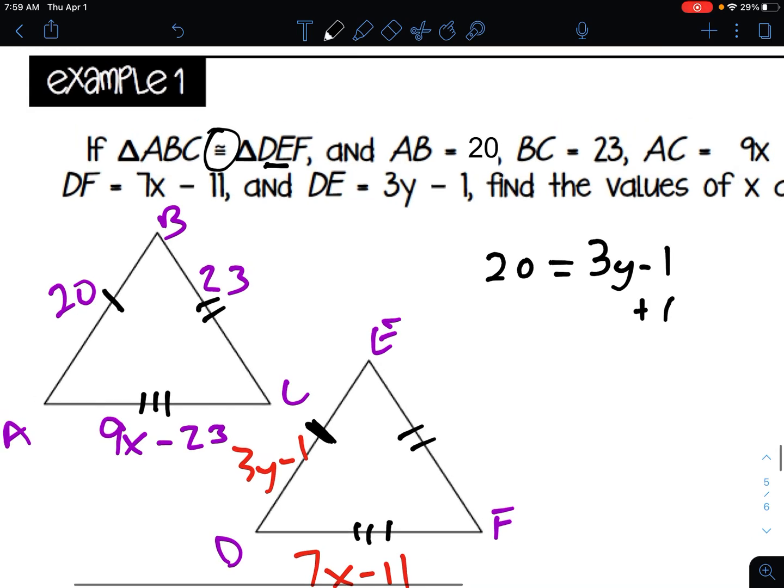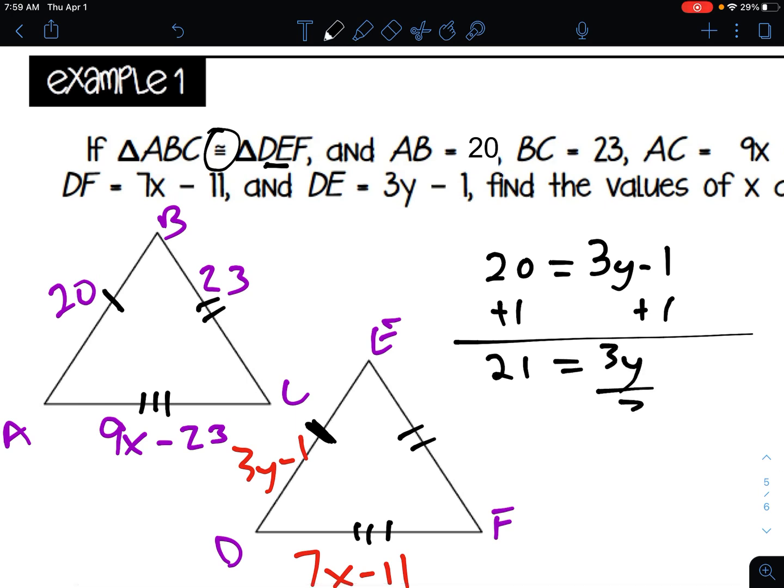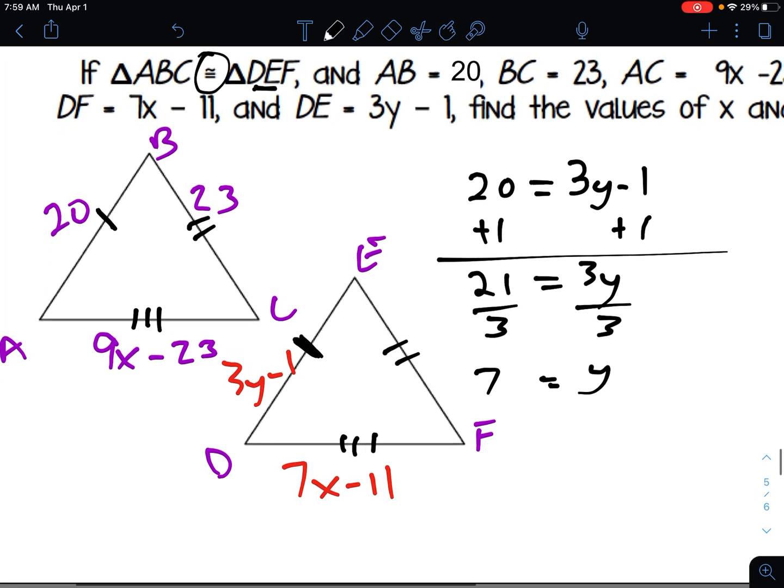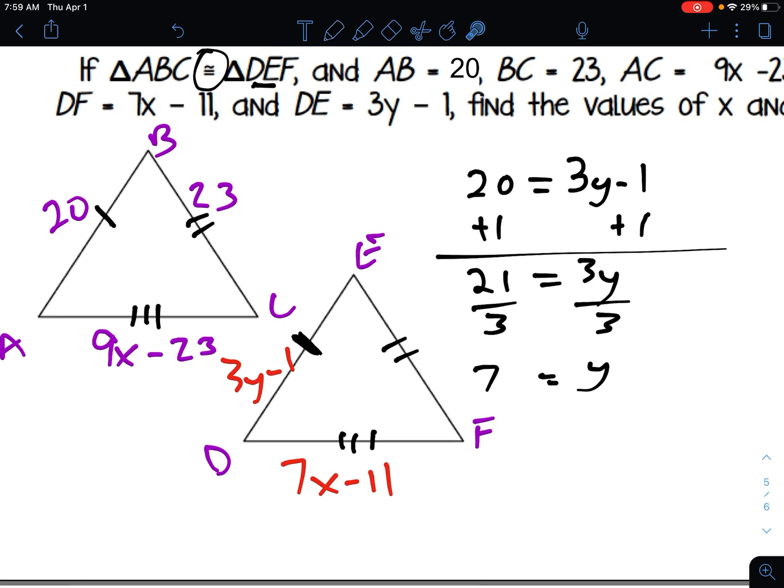All right, and then we solve, add 1. And just to get a little practice, that was the addition property of equality. Then we simplified. We divide by 3 using the division property of equality. And we simplify, we get y is equal to 7. Okay? Now we found y, now we got to get x.